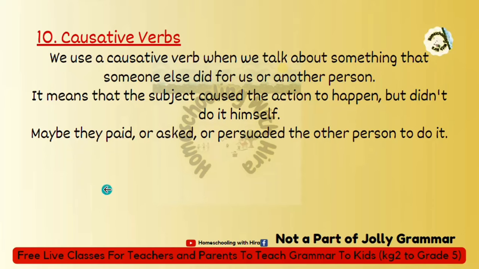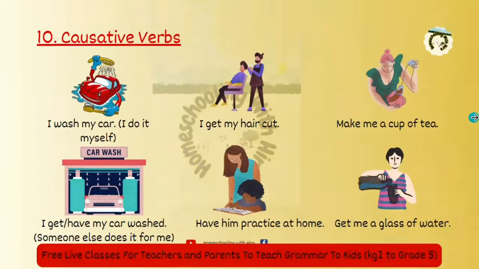In normal sentences, what happened? We have a subject who does something, right? But in causatives, the subject doesn't do any action, but he asks someone else, or he pays someone else, or he persuades or orders someone else to do the work for him. For example, the first picture says, I wash my car. It means that I do it myself. I wash my car. But if someone says, I get my car washed, or I have my car washed.